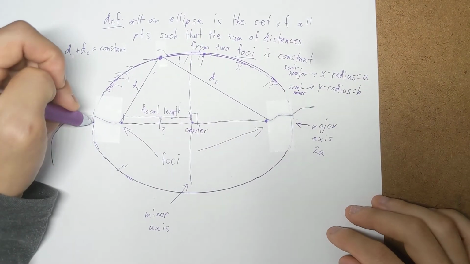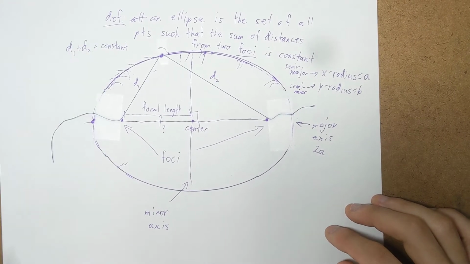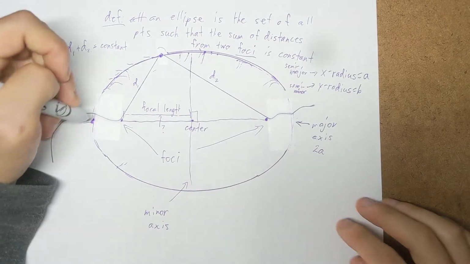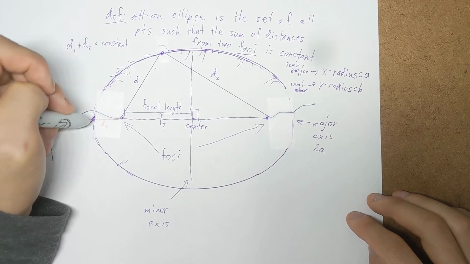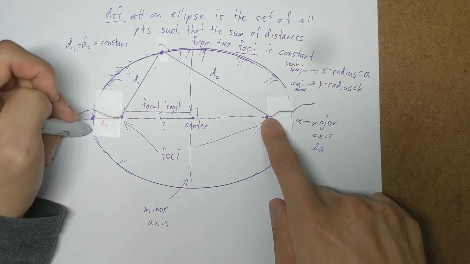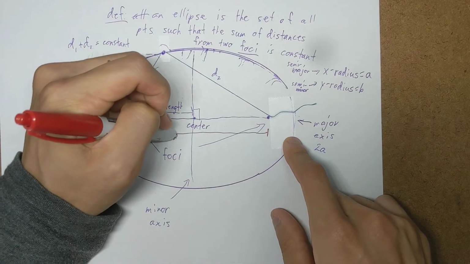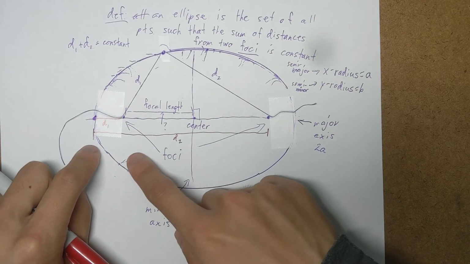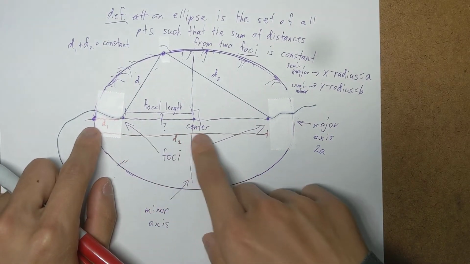So if we pretend that we're looking at this point right here, well, D1 would actually be right here. That would be D1. But also notice that D2 would be from this focus to this point right here. And so D2 would be right here. Now, what is D2 and D1 together? Again, that's going to be some constant, but look here.